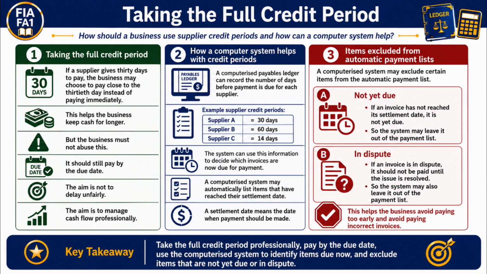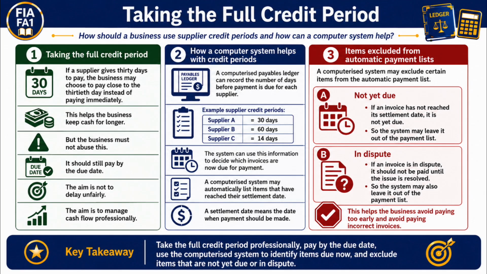How a computer system helps with credit periods. A computerized payables ledger can record the number of days before payment is due for each supplier. For example, Supplier A may allow 30 days. Supplier B may allow 60 days. Supplier C may allow 14 days. The system can use this information to decide which invoices are now due for payment. A computerized system may automatically list items that have reached their settlement date. A settlement date means the date when payment should be made, so the system can help identify payments that are due now.